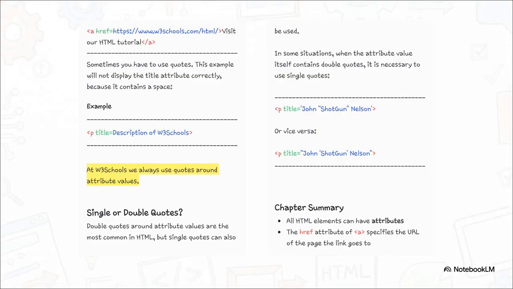So, how do you handle tricky situations? You use double quotes as your standard. But if your value itself contains double quotes, like say the nickname "John Shotgun Nelson", you simply wrap the whole thing in single quotes instead. Or, vice versa, wrap single quotes safely inside double quotes. This just ensures the browser knows exactly where the value starts and where it ends, completely preventing any rendering errors or broken text on your final page.